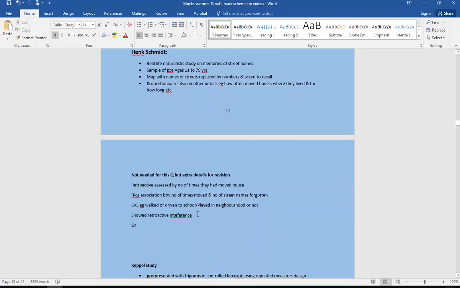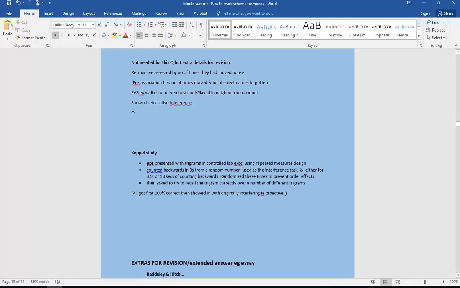So you could go on to say they found the results where retroactive interference was assessed here by the number of times they'd moved house, and there was a positive association between the number of times they moved and the number of street names forgotten. Extraneous variables were things like whether they walked or were driven to school, whether they played in the neighborhood or not. So basically it was showing an example of retroactive interference.